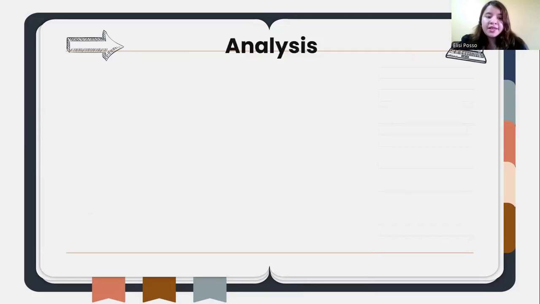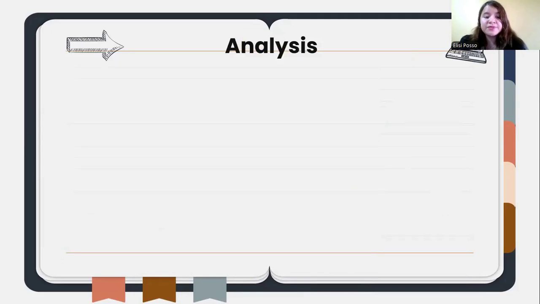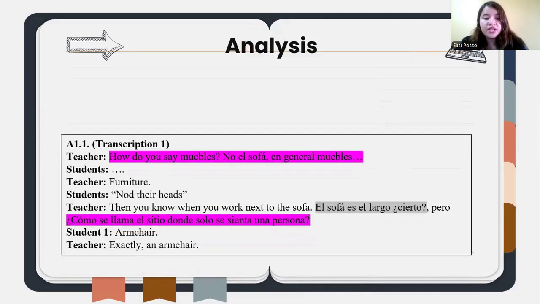Okay. So for the qualitative categorization, we will analyze several samples from the audio transcription. In the first sample, as you can see, the teacher at the A1 level is explaining how to say sofá, sillón, and muebles in English.